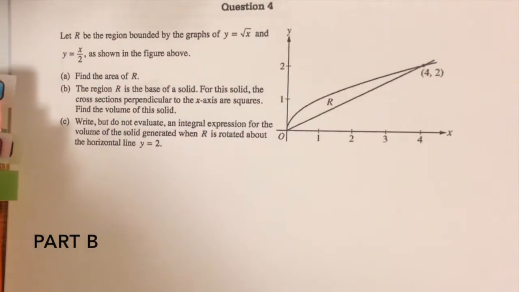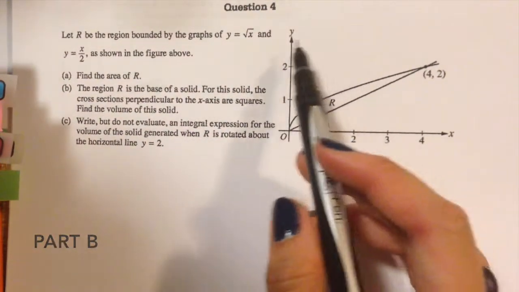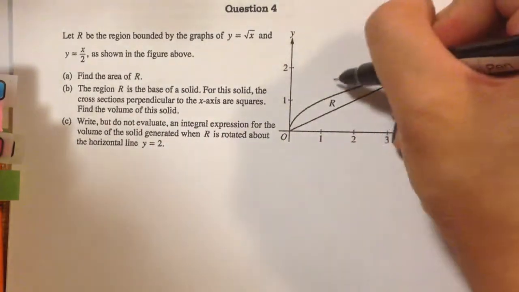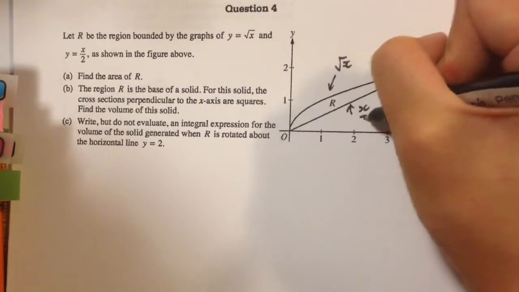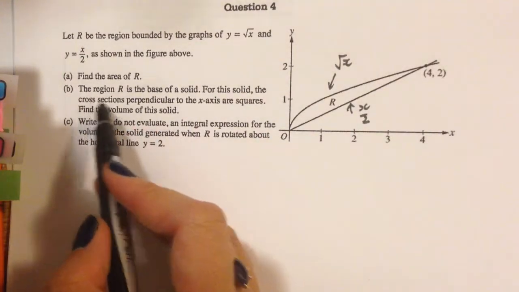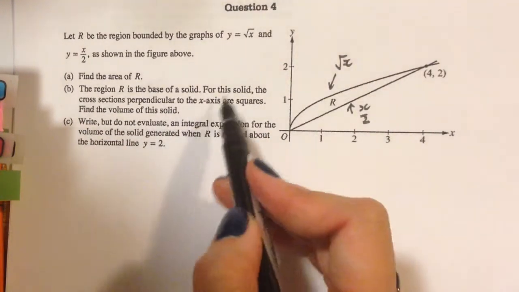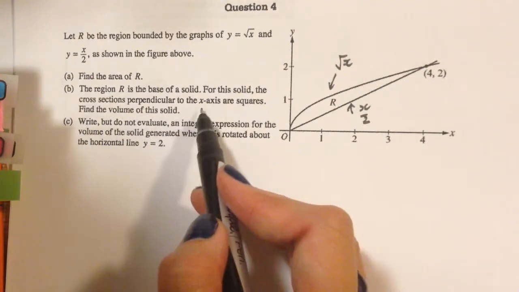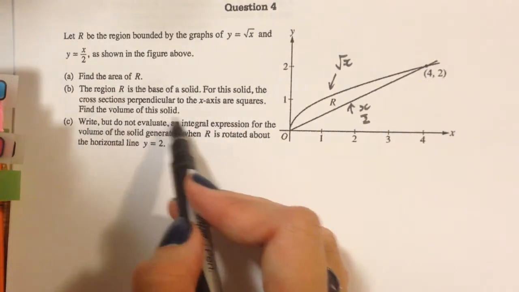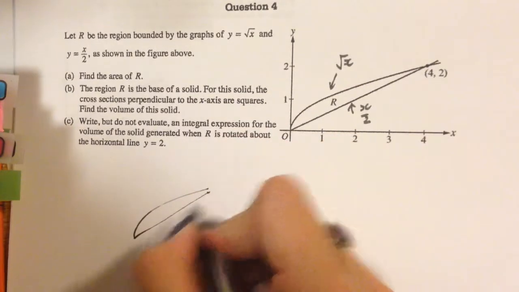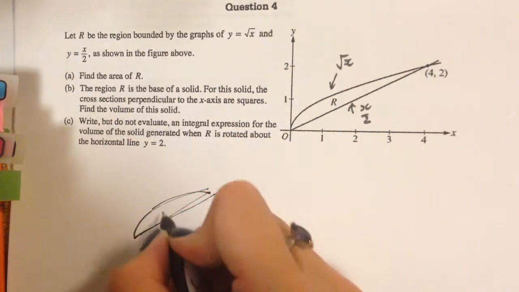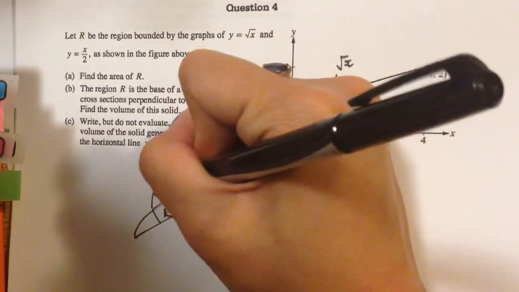So we're going to continue with question 4, and we're doing part B. So once again, I'm going to just label this. And it says, the region R is the base of a solid. For this solid, the cross-sections perpendicular to the x-axis are squares. Find the volume of this solid. Basically, what it's saying is that there's this solid R as a base, and there are squares coming out.